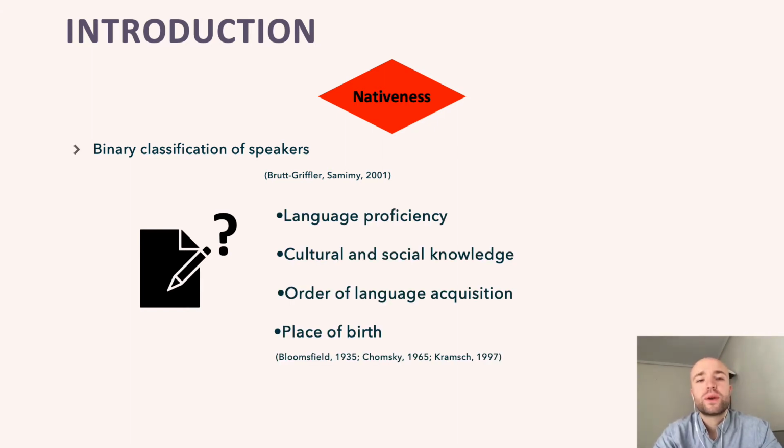Scholars have used the following criteria. So first, language proficiency, so how proficient you are in this language. Then the cultural and the social knowledge linked to this language, so are you familiar with it or not? Then the order of language acquisition, so is it your first language, is it your second language, is it your third language? And finally, the place of birth. So are you born in a country where this is the first language and the official language or not? Still, the task of assigning a native or non-native label is much more complex.